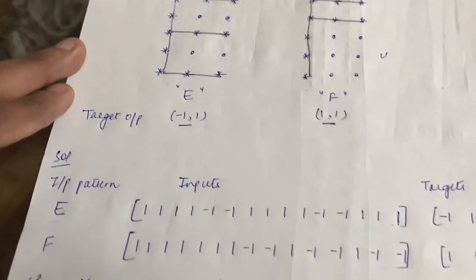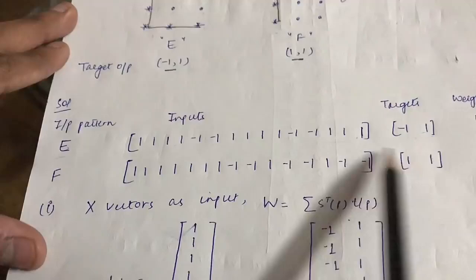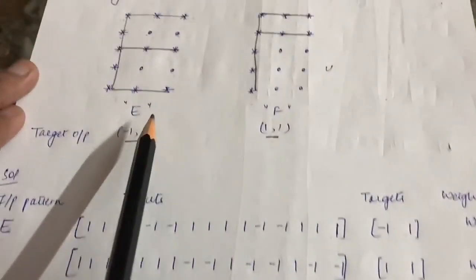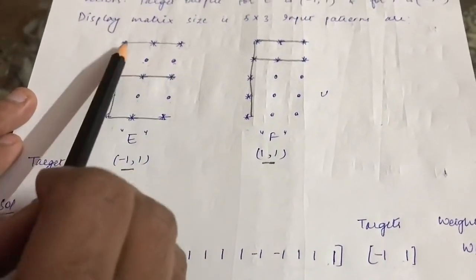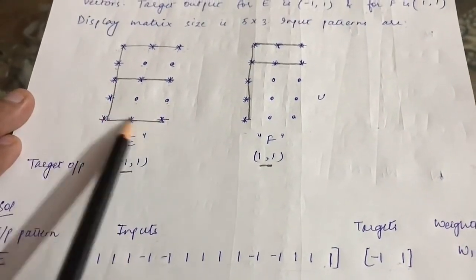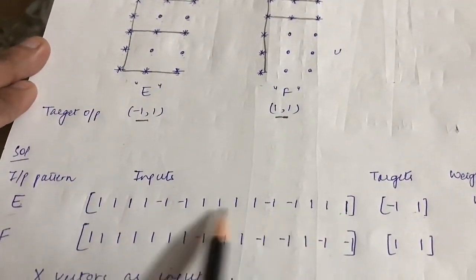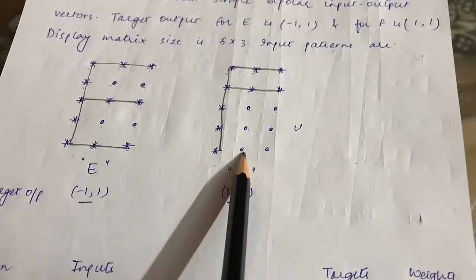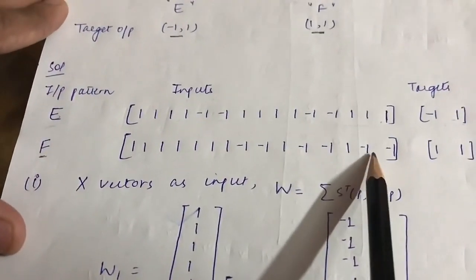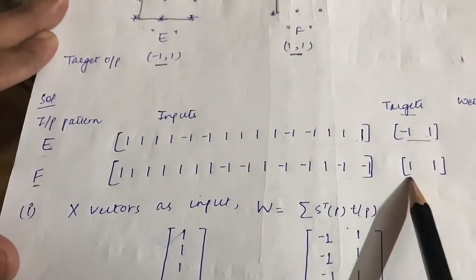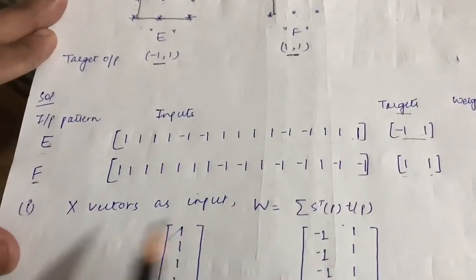First of all, we arrange that in a simple form like this, where we represent input in the form of 1 and minus 1. For example, here we write 1, 1, 1 for E, then 1, minus 1, minus 1, 1, 1, 1, 1, minus 1, minus 1, 1, 1, 1. So that is what is written over here. And similarly for F, we write 1, 1, 1, 1, 1, 1, 1, minus 1, minus 1, 1, minus 1, minus 1, 1, minus 1, minus 1. So that is what we have written over here. Target given is minus 1, 1 for E, and target for F is 1, 1. So that is what we have arranged in this form here.